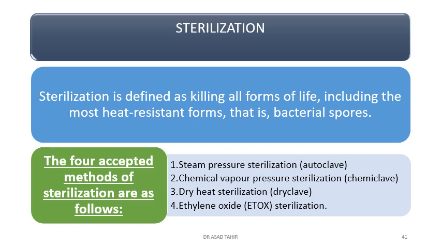Sterilization is defined as killing all forms of life, including the most heat-resistant forms, that is, bacterial spores. The 4 accepted methods of sterilization are as follows. Steam pressure sterilization, autoclave. Chemical vapor pressure sterilization, chemiclave. Dry heat sterilization, dryclave. Ethylene oxide, ATOX, sterilization.